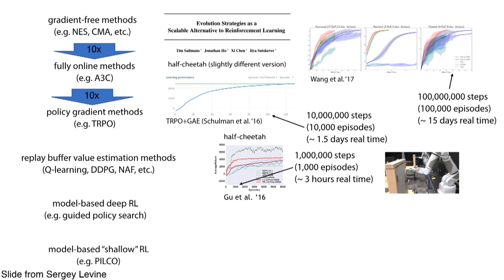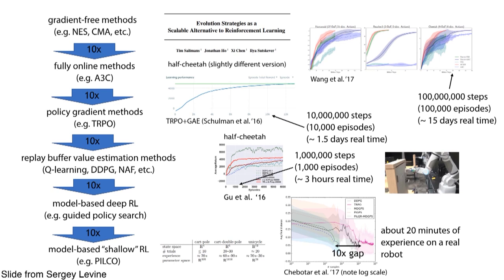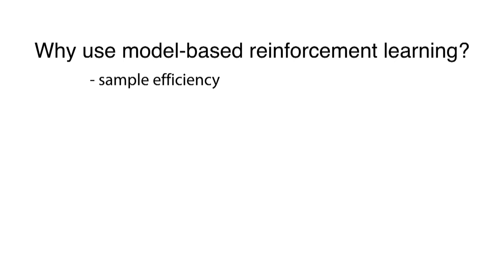Okay, and then next, if you go to model-based deep RL methods, you again see another 10x gap. This is a recent paper by Yevgen Chebotar, and they were able to learn tasks in about 20 minutes of experience on a real robot. And then lastly, if you're using linear models, you can also get about another 10x improvement. Generally, with these model-based methods, you might have to use more assumptions about the environment and about the tasks you're trying to learn, and that's what we'll be covering today. So that shows the sample efficiency. We can get dramatically more sample-efficient methods with model-based methods.